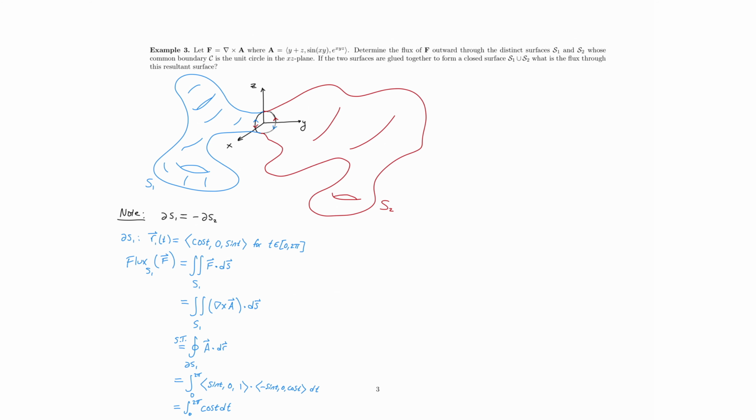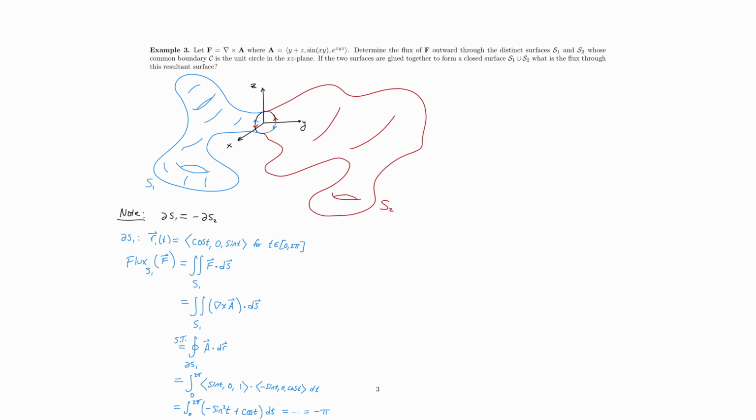Oh, I got my alignment incorrect, I'm sorry. This should be negative sine squared. I accidentally matched my zeros incorrectly. Sorry. So that's negative sine squared of t plus the cosine of t dt. And that is a fairly straightforward integral. This is equal to negative, let's see here. For this one, this should be negative pi.